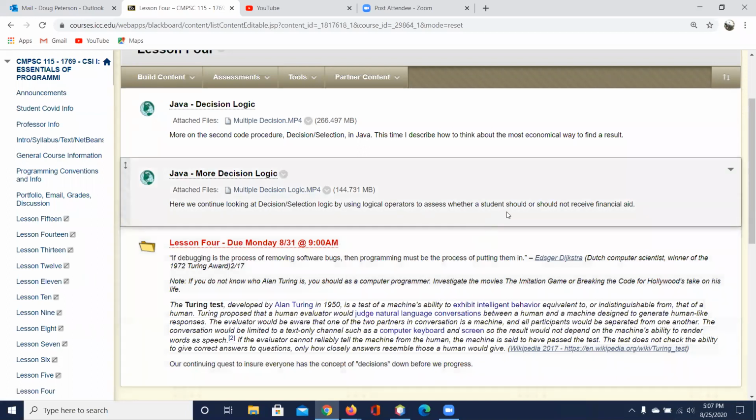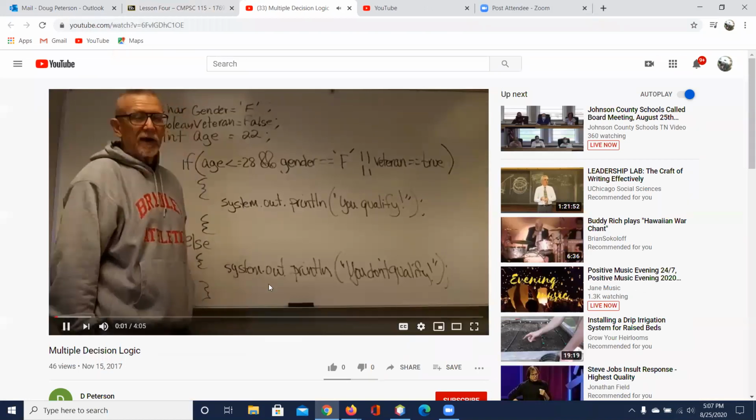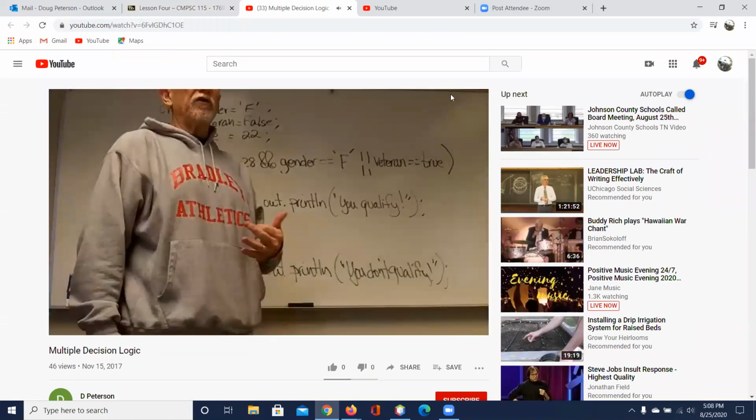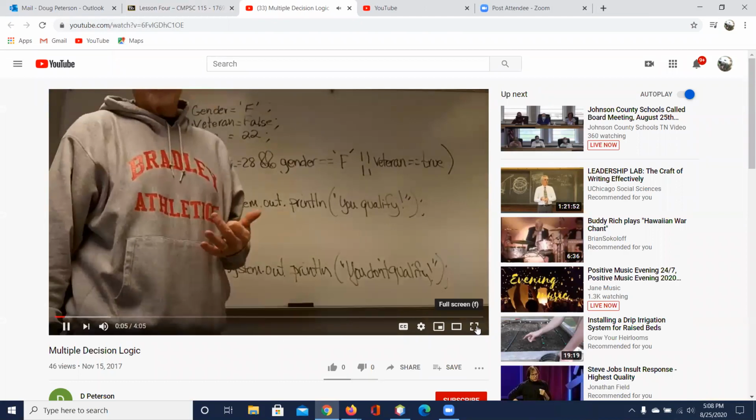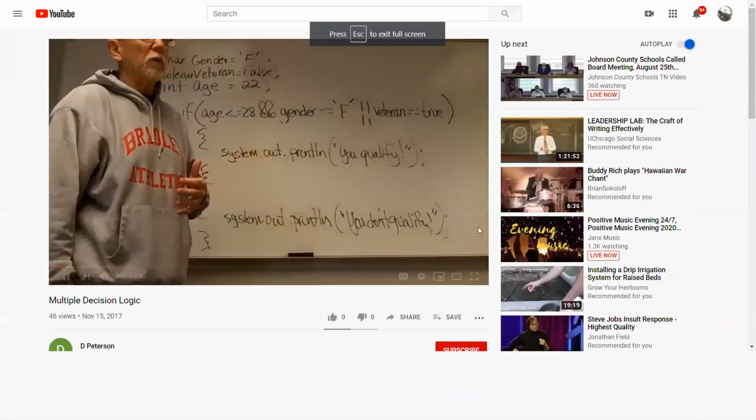What's this one? It says whether a student should or should not receive financial aid. I'll just look at it real quick. Hi, I'm back again. In this case, I wanted you to look at some logical operators. This one's where we combine two relational operations.